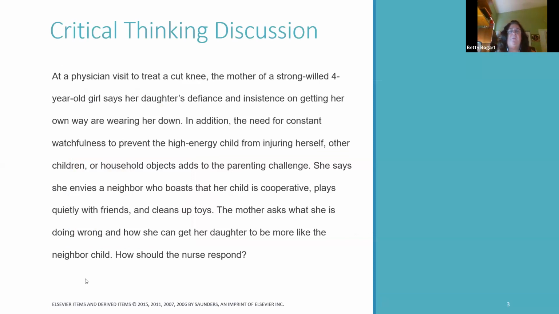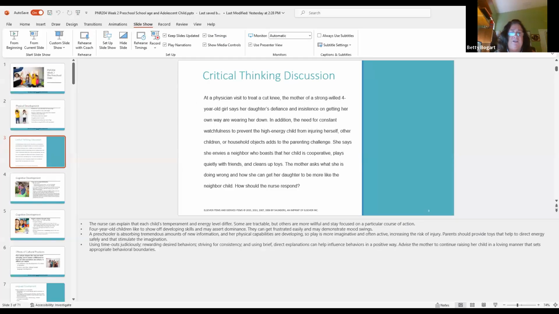So in a lot of these PowerPoints, we're giving you now something called a critical thinking discussion. I think this is a great thing. I'm going to show you that if you go to the notes pages underneath, it tells you what to think about, okay? So at a physician's visit to treat a cut knee, the mother of a strong-willed 4-year-old girl says her daughter's defiance and insistence on getting her own way are wearing her down. In addition, the need for constant watchfulness to prevent the high energy child from injuring herself, other children, or household objects adds to the parenting challenge. She says she envies a neighbor who boasts that her child is cooperative, plays quietly with friends, and cleans up toys. The mother asks, what is she doing wrong? And how can she get her daughter to be more like the neighbor's child?